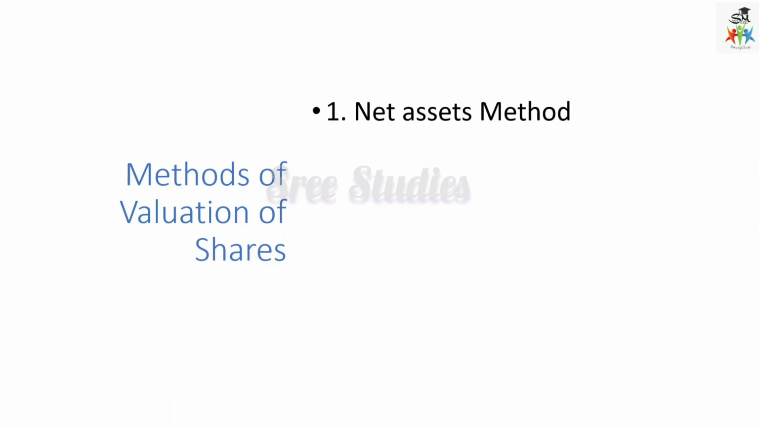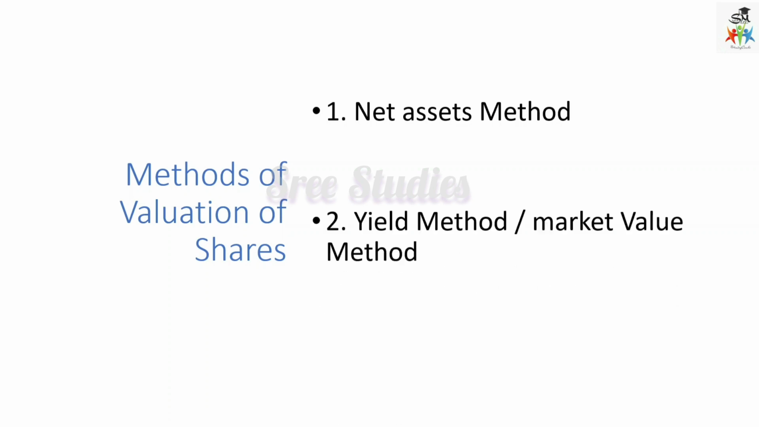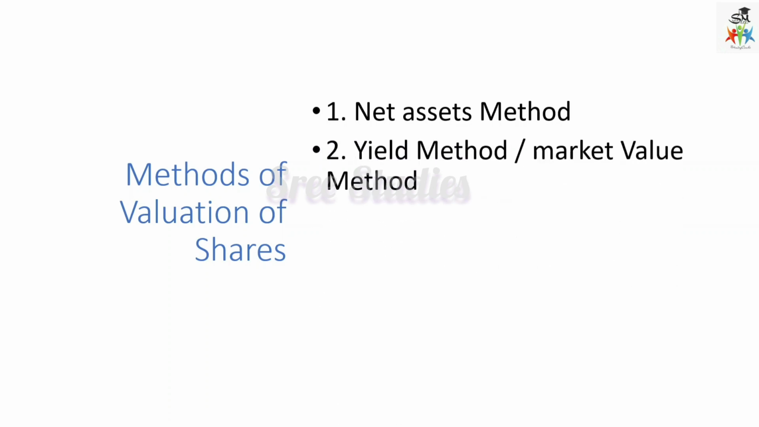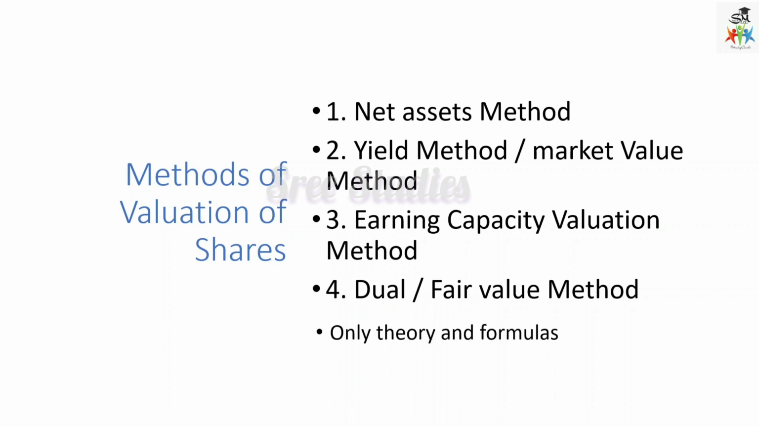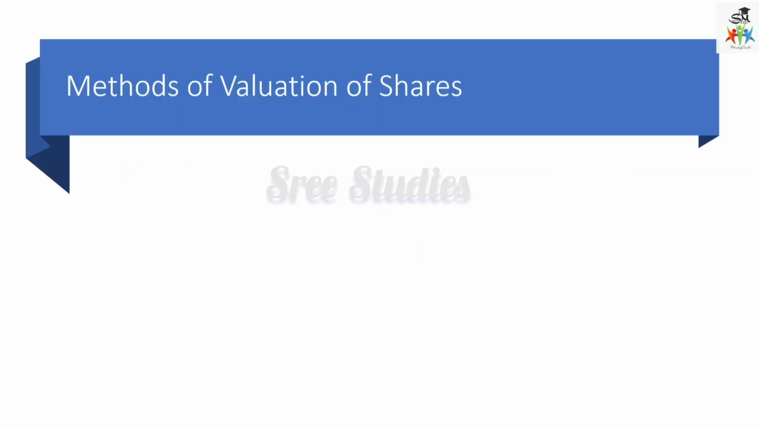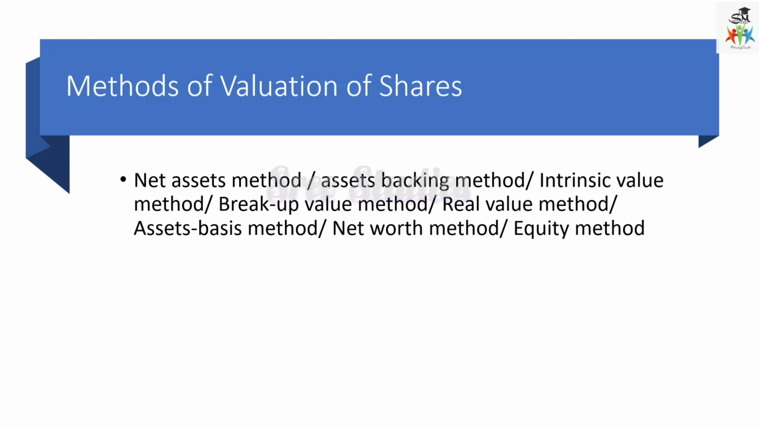So here we are naming the four methods. The first one is net assets method, the second is yield method or market value method, the third is earning capacity valuation method, and the fourth one is dual method or fair value method. Only the theory and formulas are covered in this video, so we are renaming those names like this.